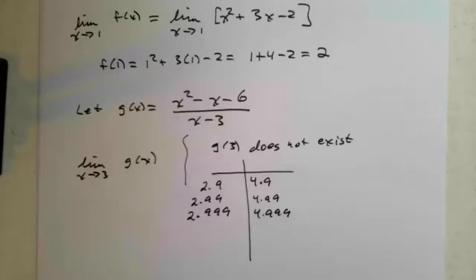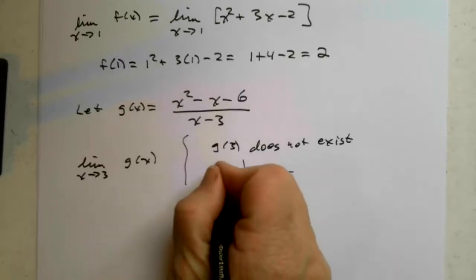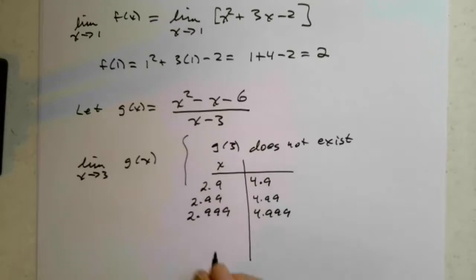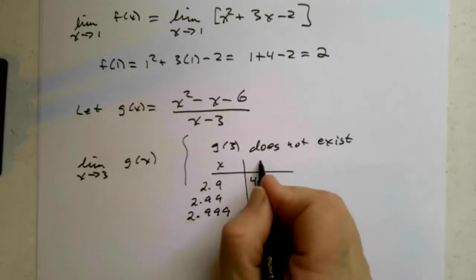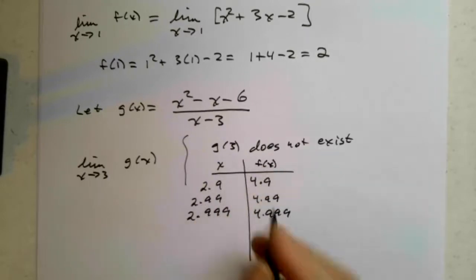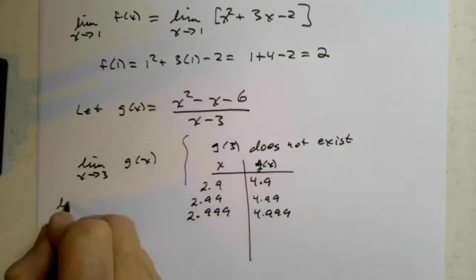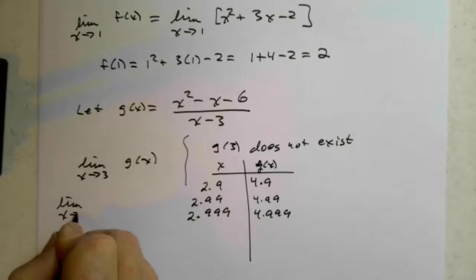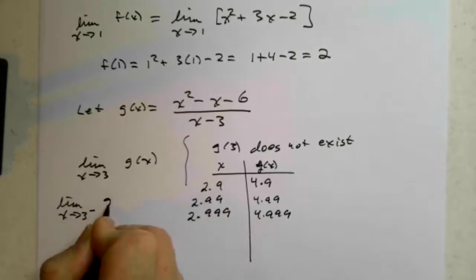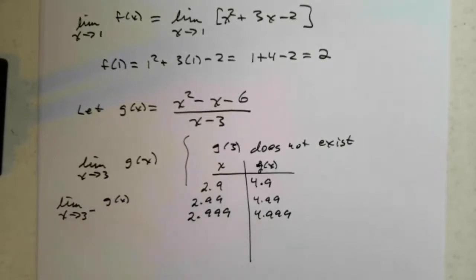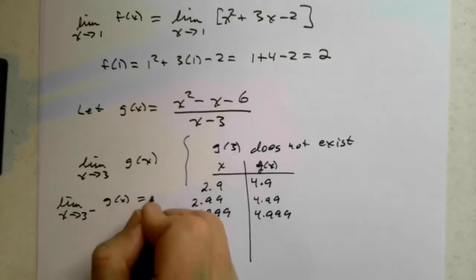As I am approaching 3 from the left, the x values approach 3 from the left. What do the g of x values do? The g of x values seem to approach 5. So it appears to me as if the limit as x approaches 3 from the left of g of x looks like it's going to be equal to 5.